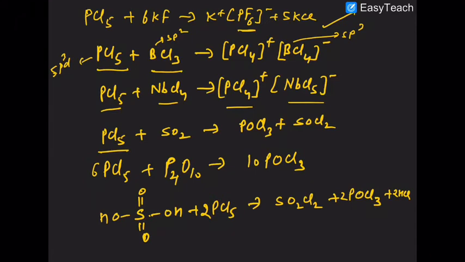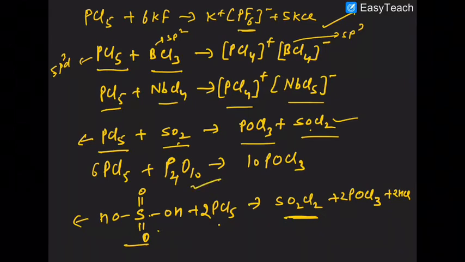Similarly, PCl5 with SO2 will give you POCl3 and SOCl2. While with sulfuric acid, look at that. With SO2 you will get SOCl2. But with sulfuric acid, with PCl5, you get SO2Cl2. This is the major difference you have to take into account. And with P4O10, you also get POCl3.